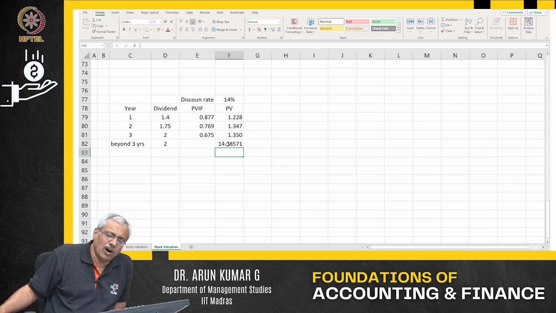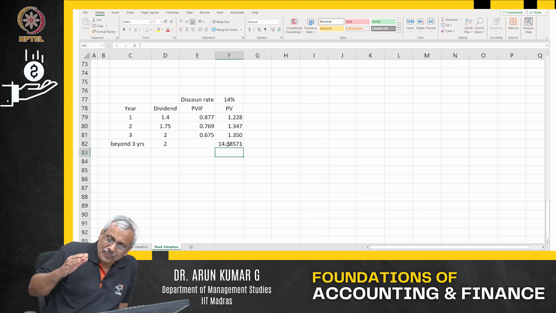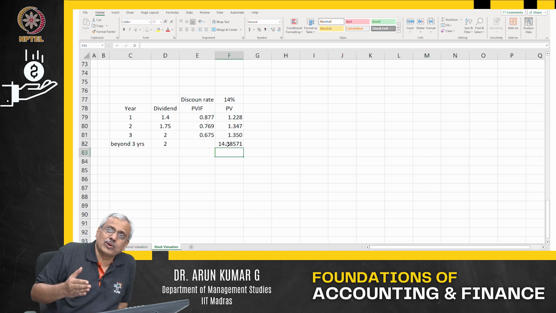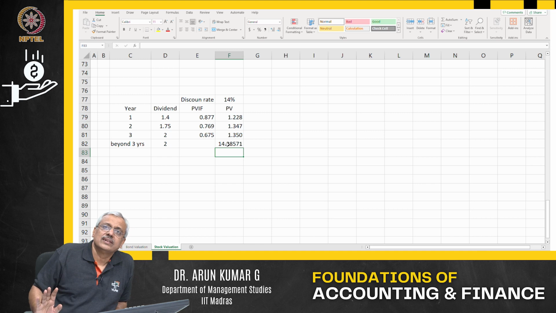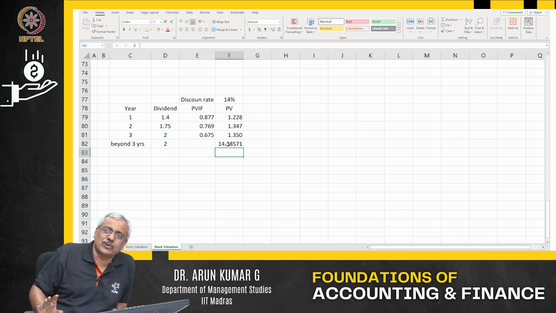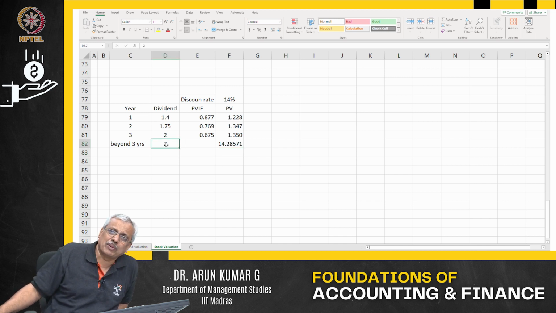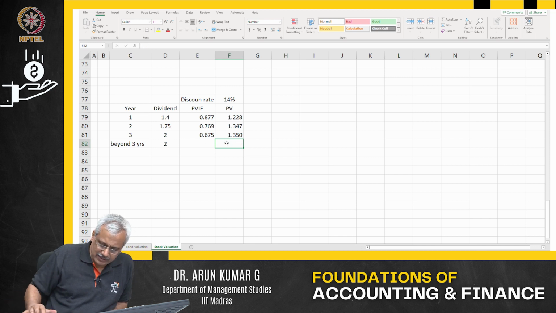That is the value of the $2 what you are going to get from after the 3rd year, that is from the 4th year till perpetuity, the value of it as of year 3. As at the end of year 3 out there, the value of this $2 what you are going to get in perpetuity is 14.28. Now, let me do one thing, let me delete this, let me write it in.